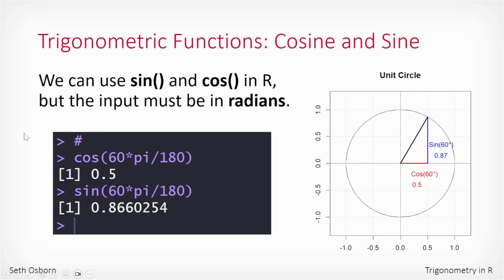Here are the functions for what I consider to be the two main trigonometric functions, which are sine and cosine. Use sin for sine and cos for cosine. Now, importantly, the input, the arguments that you put inside the parentheses, they're going to need to be expressed in radians. That's how the code is written.